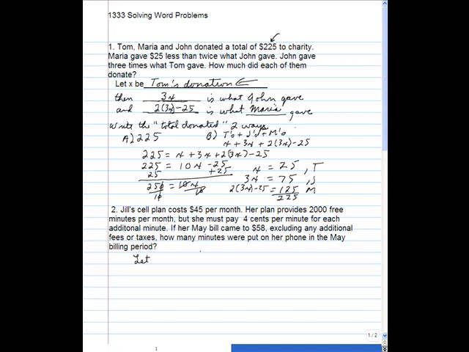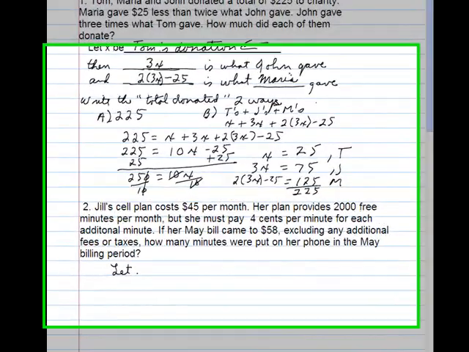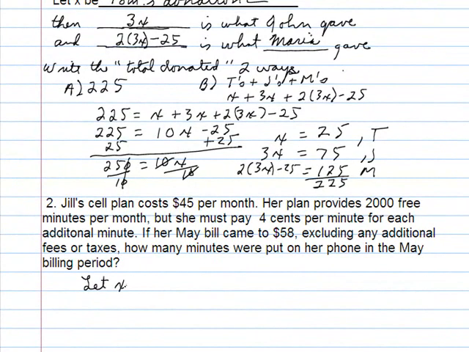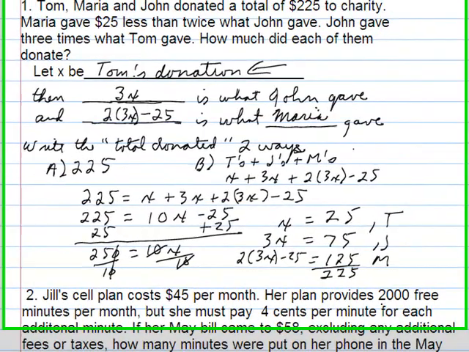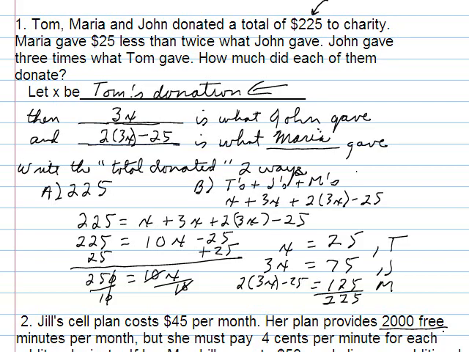And the question asks, how many minutes were put on the phone in the May period? So let's just use that. That's just one thing, so we can let x be that thing. Let x be the number of minutes used on May bill. So that's a total number of minutes used. So how many of those minutes did we actually pay for? Well, we didn't pay for the first 2,000 minutes. The first 2,000 minutes are free.